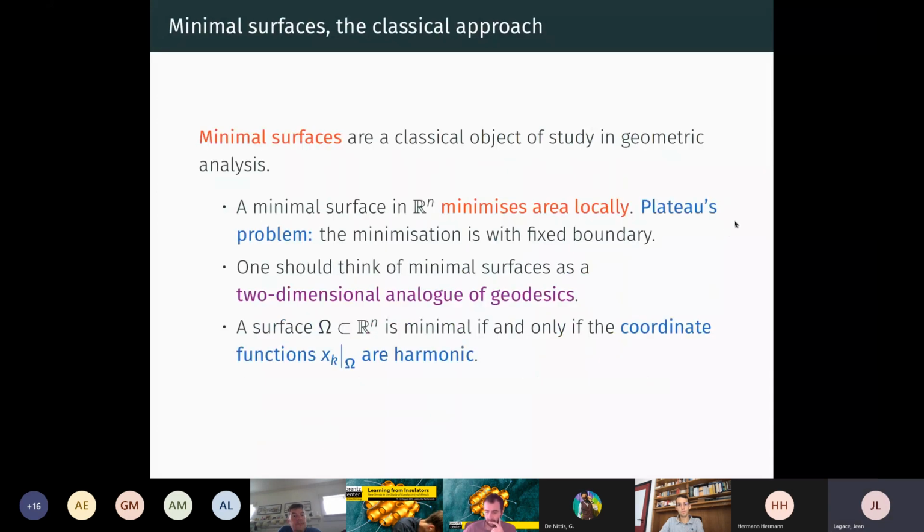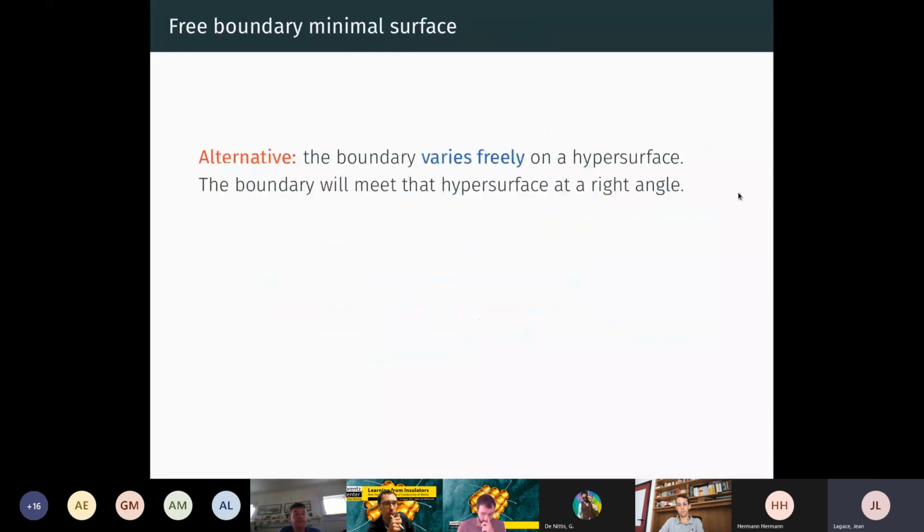And we have this important characterization of minimal surfaces in R^n, which says that they are minimal if and only if the coordinate functions x_k restricted to the minimal surface are harmonic. And so already we see the link with the Laplacian that we were talking about in the first part of the talk. An alternative approach to minimal surfaces is, instead of fixing the boundary at the beginning, we let the boundary vary freely on a hypersurface.